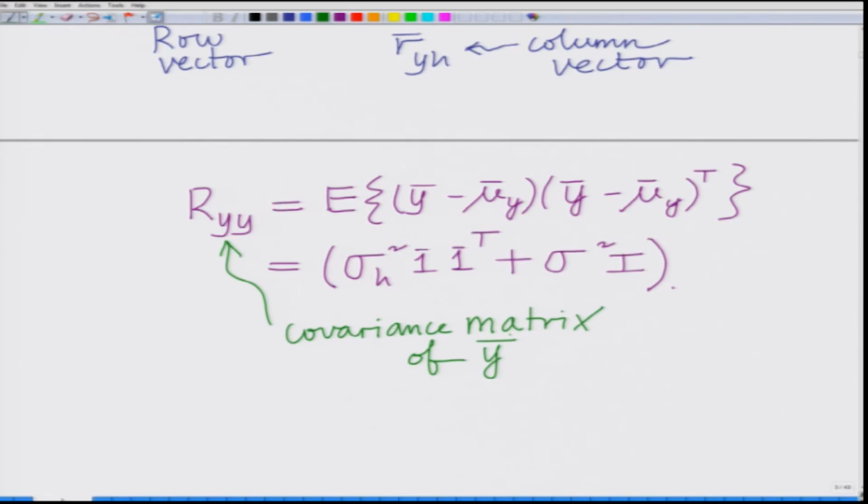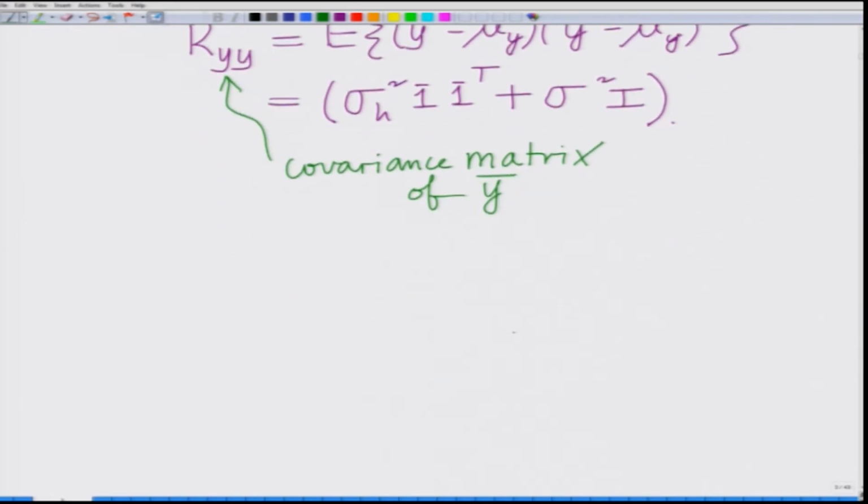This quantity is the covariance matrix of the observation vector y bar. Okay. So now we have all the ingredients of this. We have the variance of h, we have the cross covariance of h comma y, and we have the covariance matrix of y bar. So now we are going to substitute this and derive the expression for the MSE.